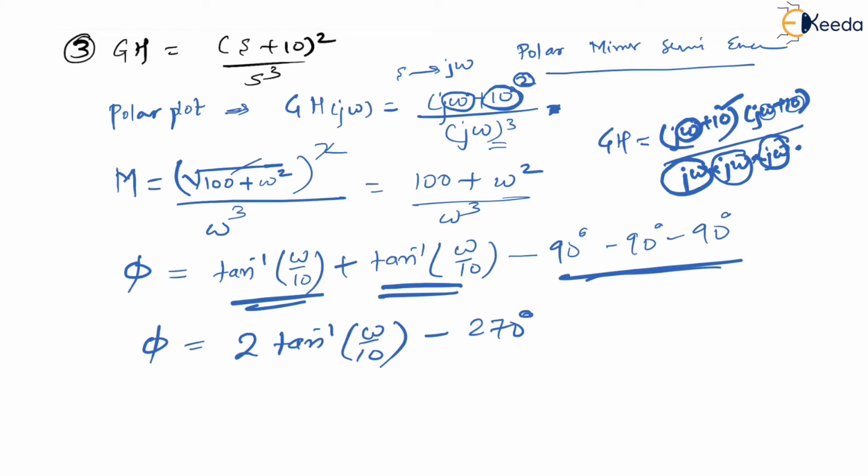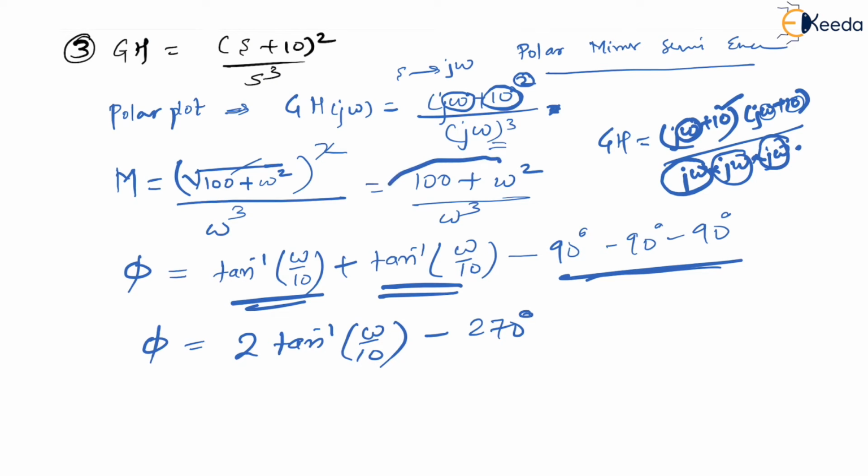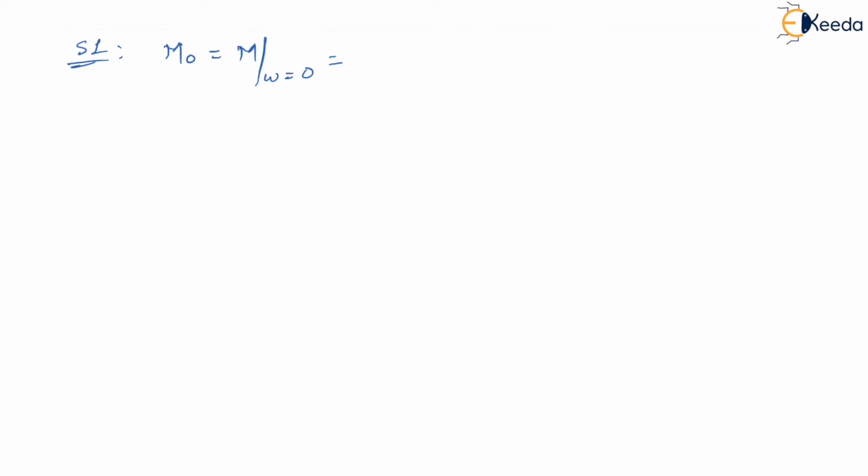I hope this is very clear, right? This is the equation. Now, step one is M0 and M infinity, right? So step 1 is to find M0 and M infinity. M0 is the magnitude at omega equal to 0. If you see in this equation, if I replace omega by 0, what do I get? I get 100 plus 0 upon 0, which is 100 by 0, which is infinity.